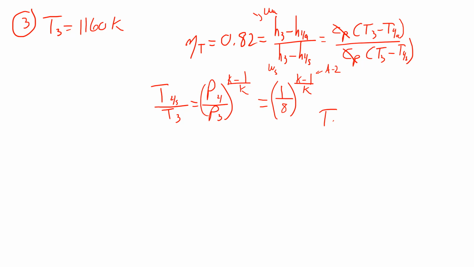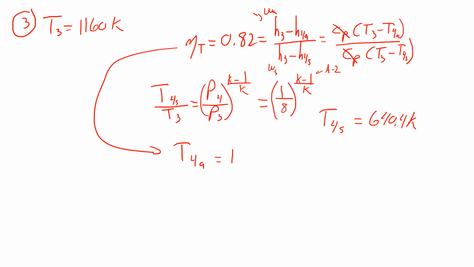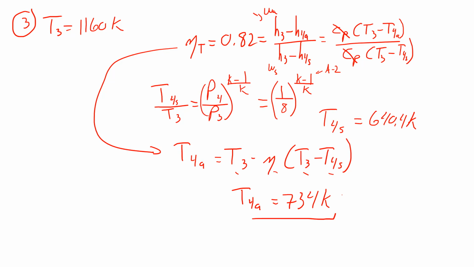And we can solve for T4 isentropic, which ends up being 640.4 Kelvin. And then using the isentropic efficiency equation, we can solve for T4 actual, which would be T3 minus the efficiency times T3 minus T4 isentropic. So we have T4 isentropic, we have T3, and we have the efficiency. So we can solve for T4 actual to get the temperature of the air coming out of the turbine of 734 Kelvin.